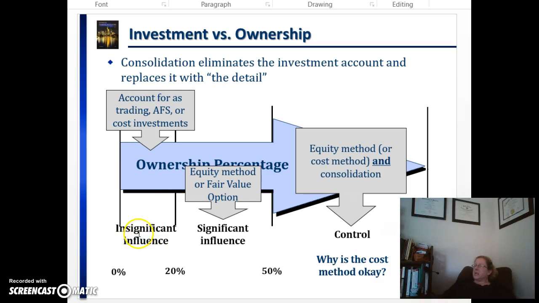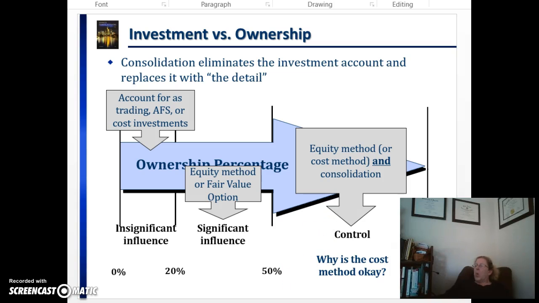So again, if you have insignificant influence, between 0 and 20%, you can account for it as either trading, available for sale, or cost investments. And if we're talking about an investment between 20 and 50%, then you can use the equity method or the fair value option, and we would say that they have significant influence. Anything above 50%, we would use the equity method or the cost method and consolidation. And we would say that they exhibit control.